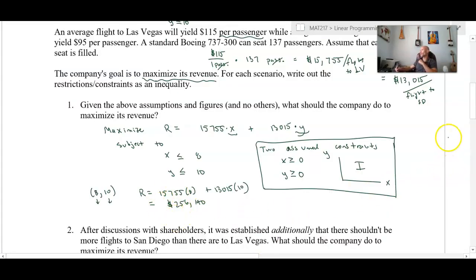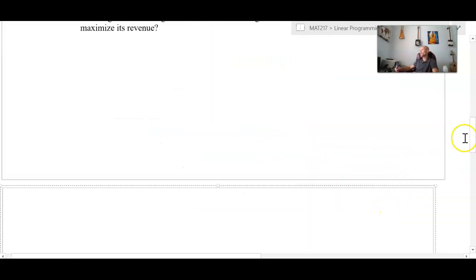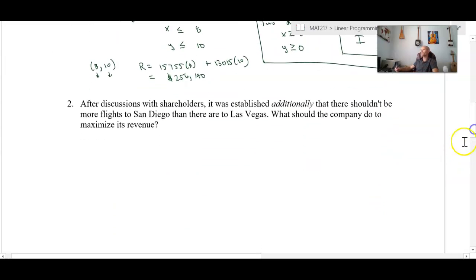We found that best revenue, but that's not all. Let's just make another assumption in this process, and let's make this more realistic bit by bit. After discussions with shareholders, it was established additionally, in other words, another constraint, that there shouldn't be more flights to San Diego than there are to Las Vegas. What should the company do to maximize its revenue?